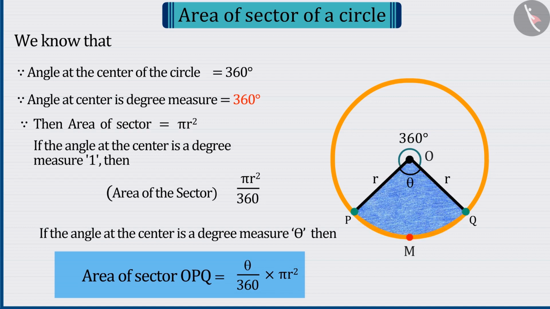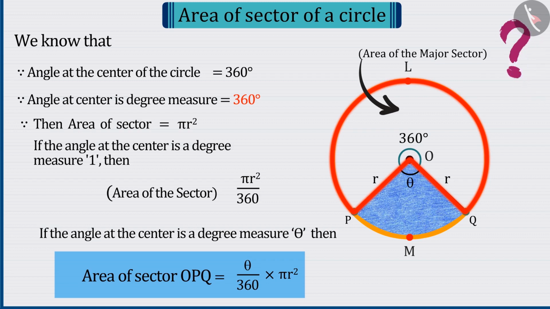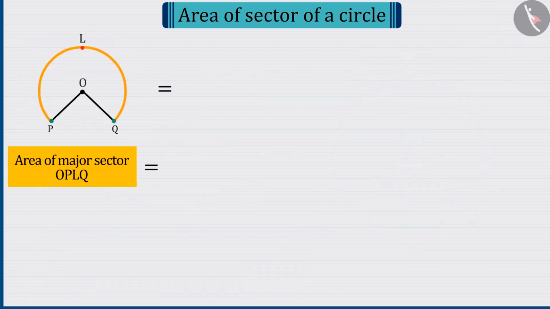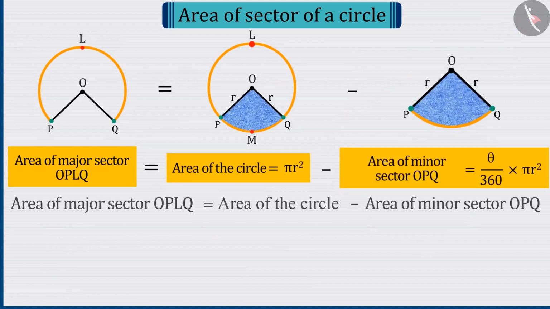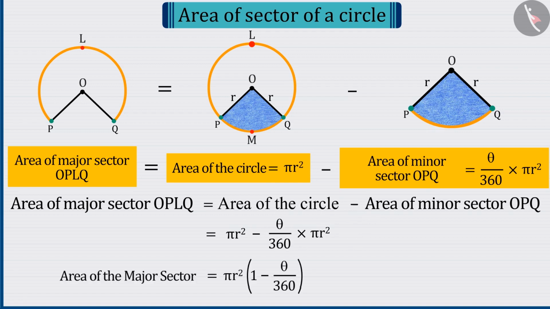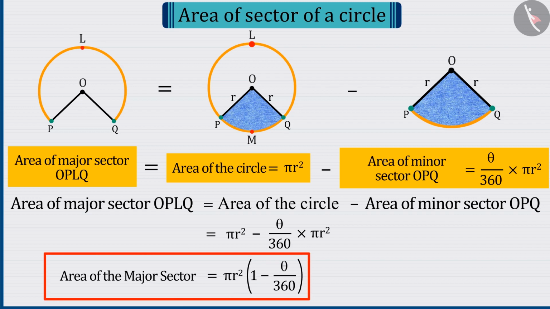If you are now asked to determine the area of the part other than the small sector, that is, the major sector OPLQ of the circle, so can you determine the area? Come, let's see. Observing the figure carefully, we can tell that from the area of the circle pi r square, subtract the area of the minor sector. Then what we get is the area of major sector OPLQ.